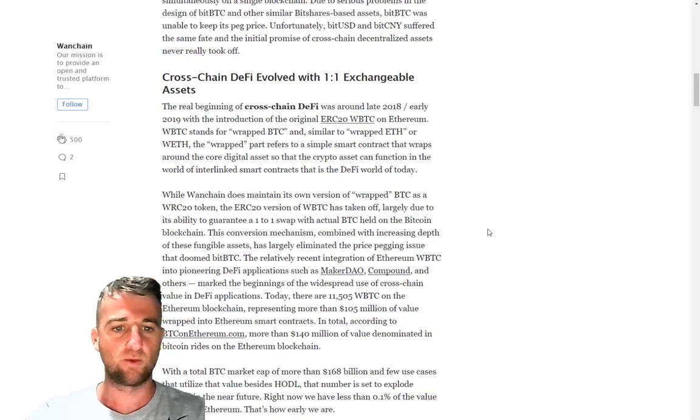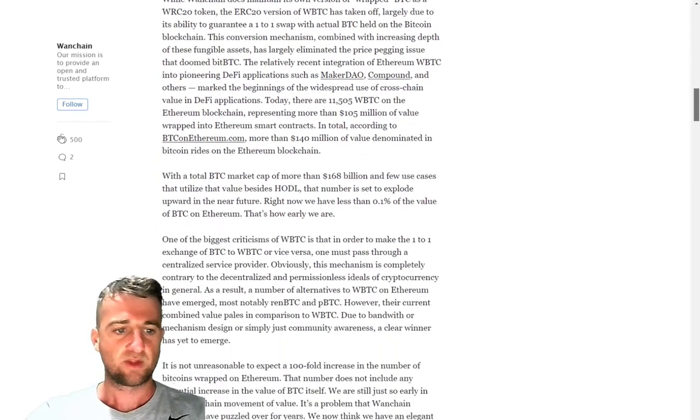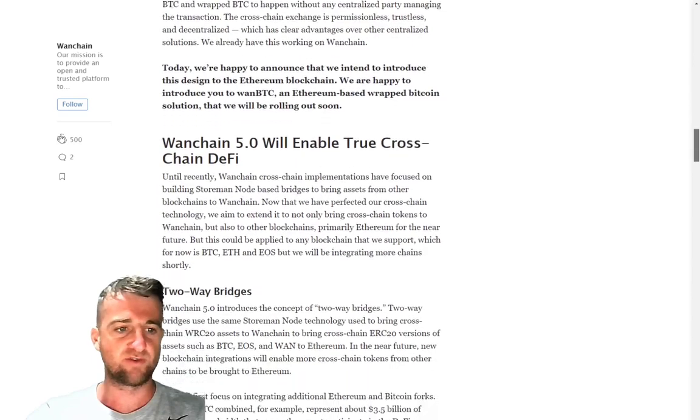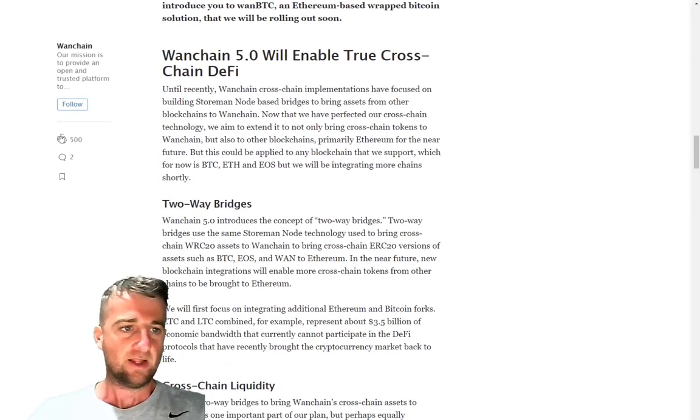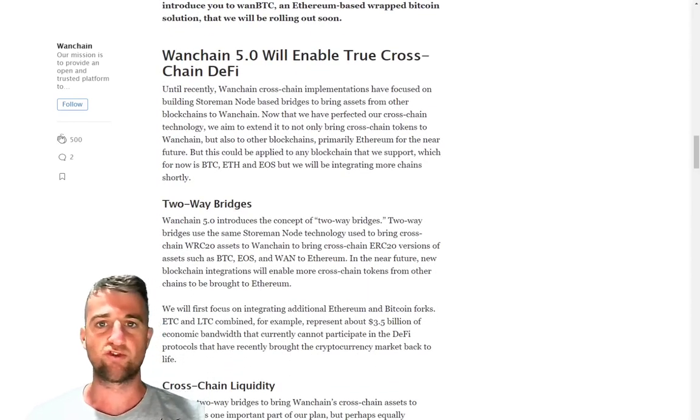That is the DeFi word of today. Just scrolling down further, I just want to read the 5.0 section. So WAN 5.0 will enable true cross-chain DeFi.